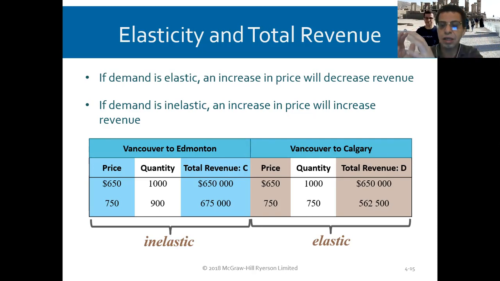On the other side, with the elastic one, people are very sensitive. You increase the price a little bit, and people go somewhere else. It's like at gas stations. The price increases, and suddenly you go to the next gas station.